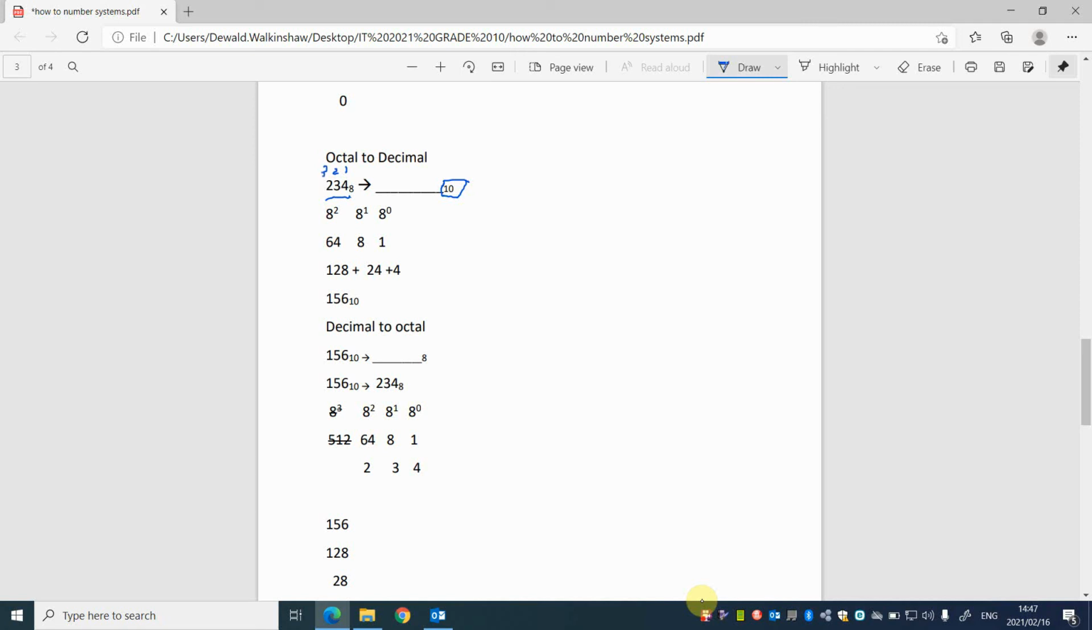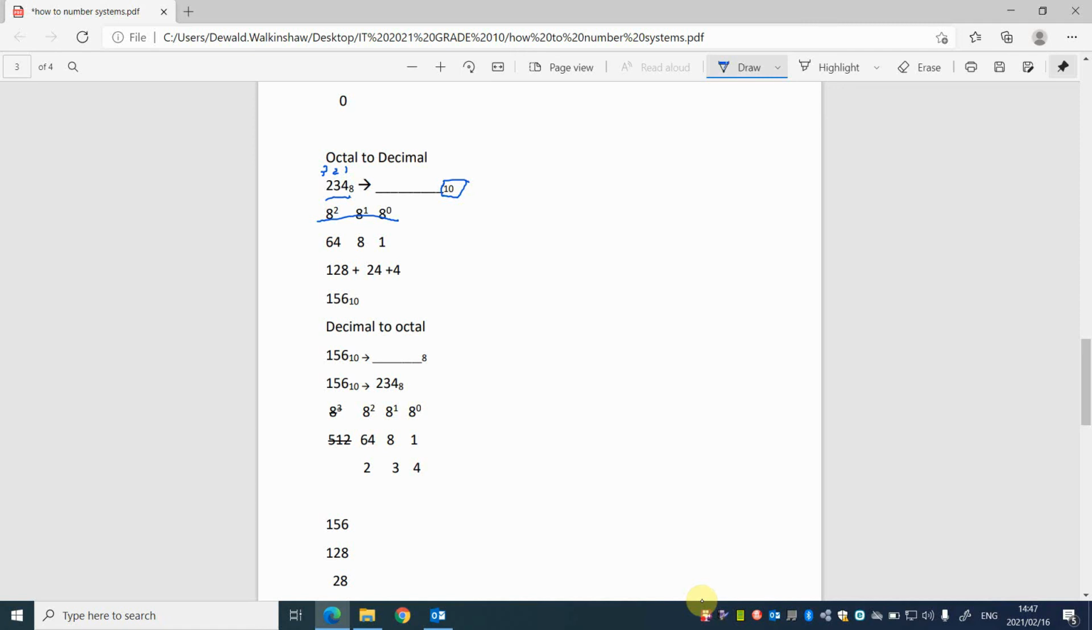Okay, so there are three numbers. So I'm going to start at the right hand side with my first one, 8 to the power of 0, 8 to the power of 1, until I've reached 3 numbers. So 8 to the power of 2 gives me 1, 2, 3. Okay, that is the first step. The next step is to calculate the exponents. So 8 to the power of 0 equals 1, 8 to the power of 1 is 8, 8 to the power of 2 is 64.